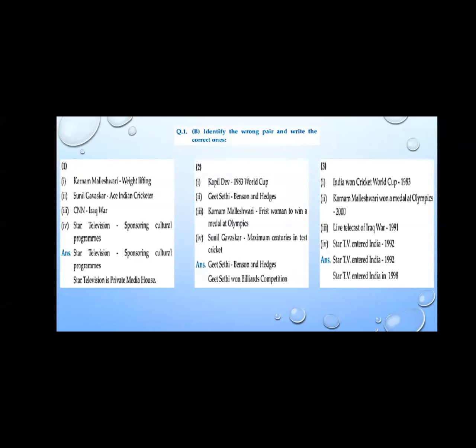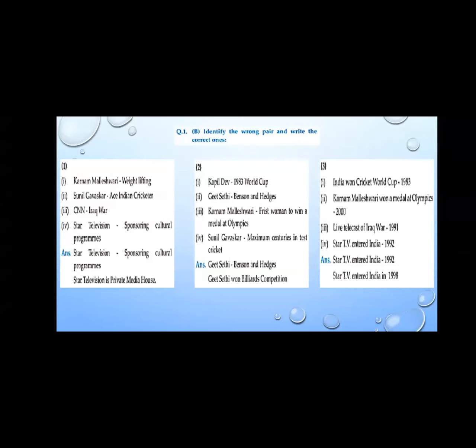The first one is Karnam Malleshwari, weightlifting; Sunil Gavaskar, an Indian cricketer; CNN, Iraq War; Star Television, sponsoring cultural program. So here the incorrect pair or the wrong pair is Star Television, sponsoring cultural program. The correct answer is Star Television is a private media house. This is just for information. Even if you write Star Television sponsoring cultural program, you will get it correct and 1 mark there.